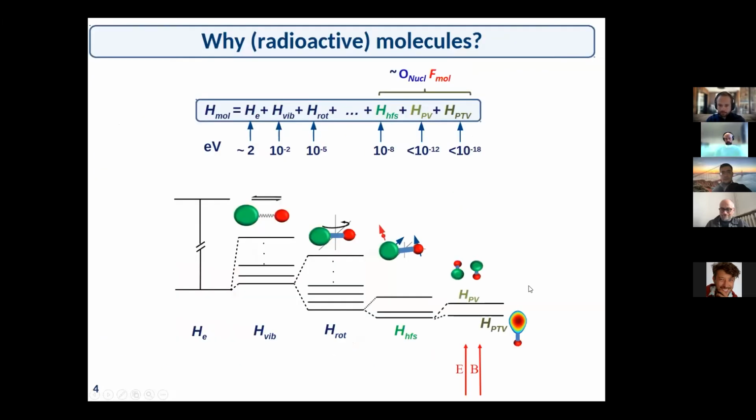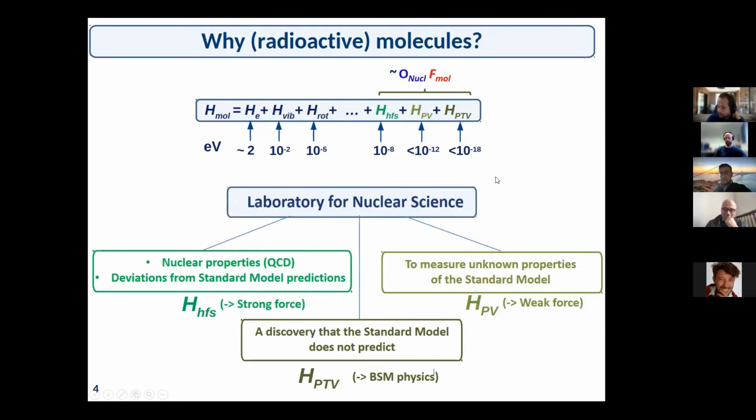So why radioactive molecules? Let's try to quantify this a bit better. If I write down the Hamiltonian of the molecule, right, we have different degrees of freedom: electronic, vibrational, rotational, and so on. And at some point, I will be sensitive to the hyperfine structure that relates to the electron interacting with the nuclear properties. And if I go to higher precision, to parity violating properties, and beyond to time reversal violating properties. And those are highly complementary in nuclear science.